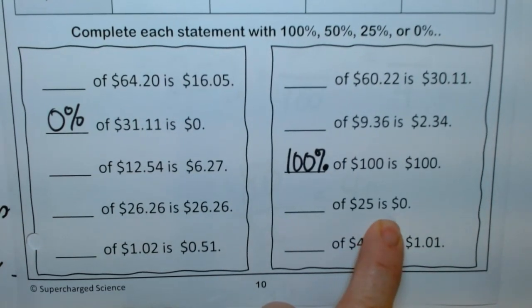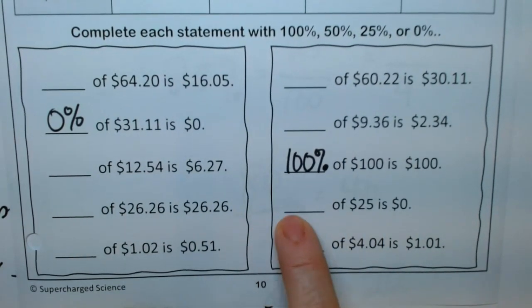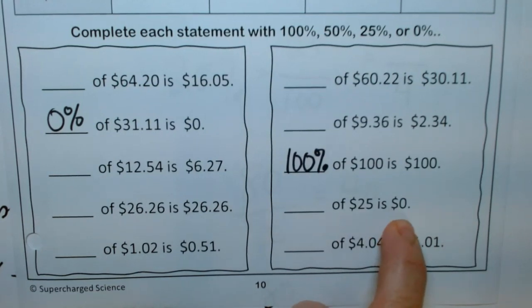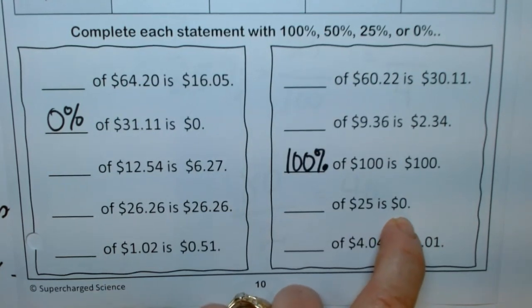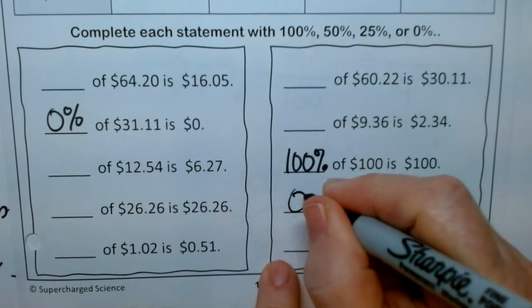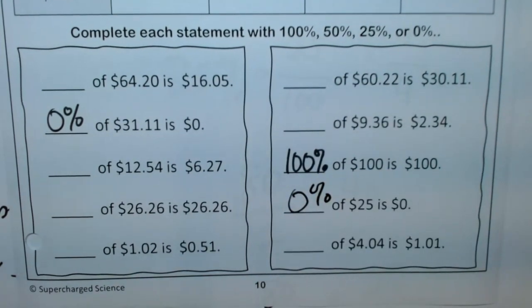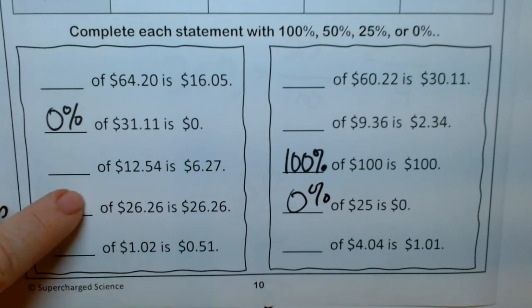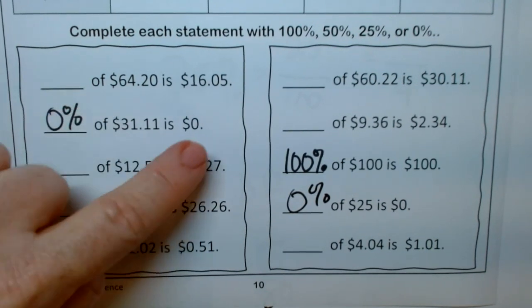$0. Can you do the $0 one? Yeah, what are you going to put here? If you got nada, nil, well, I'm going to use some of your words, zip, zilch, zero, nothing. What are you going to put here? Yeah, 0%. Good. Okay, all right. Did we get all the ones that were zeros or 100? I think we did. Okay.